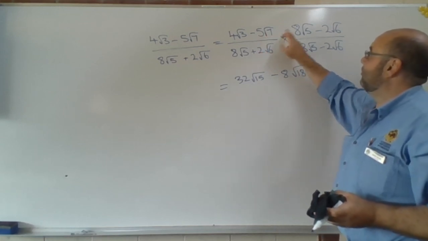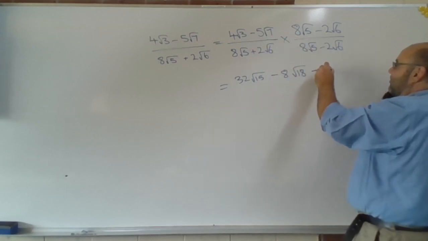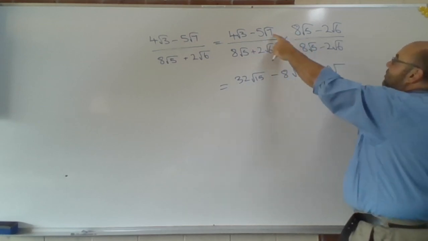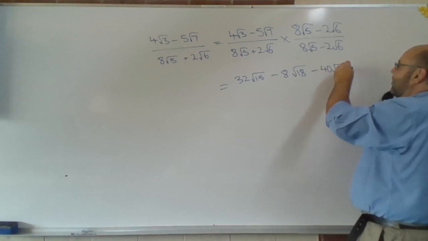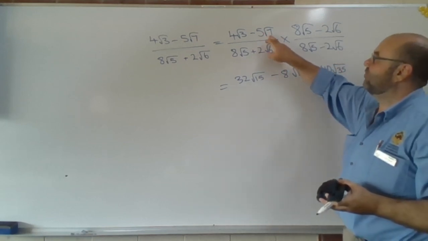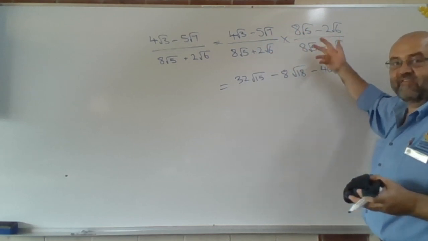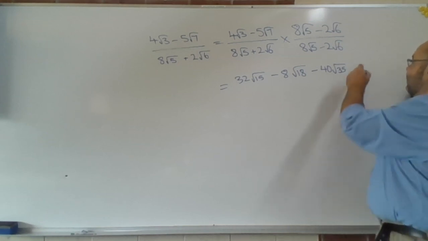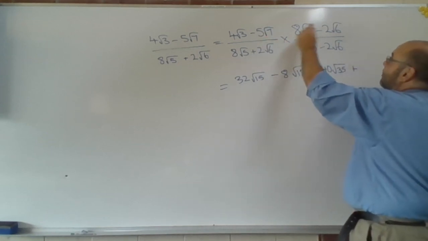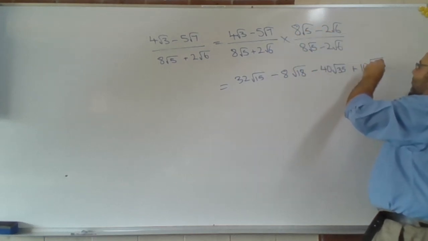Now negative 5 root 7 times 8 root 5, well negative 5 times 8 is negative 40. Root 7 times root 5 is root 35. And then minus 5 root 7 times minus 2 root 6. A minus and a minus multiplied give me a positive. It's going to be plus 5 times 2 is 10, root 7 times 6 is root 42.